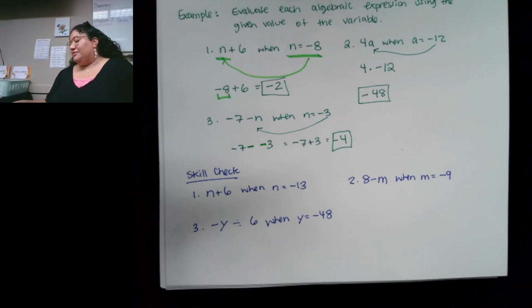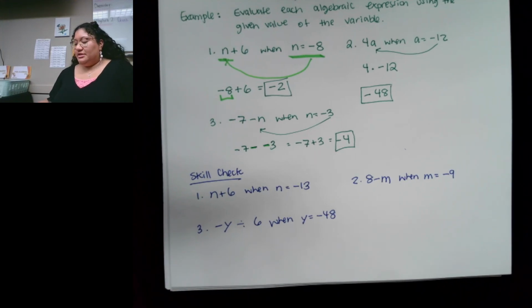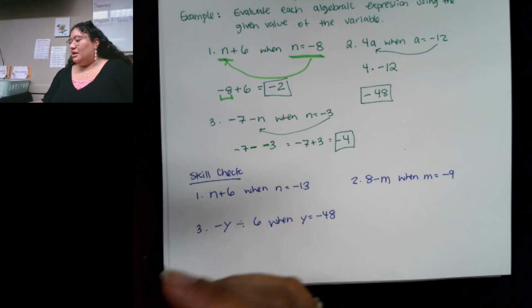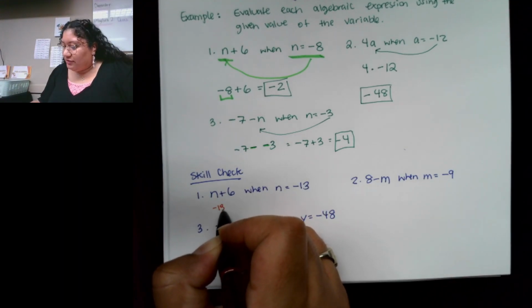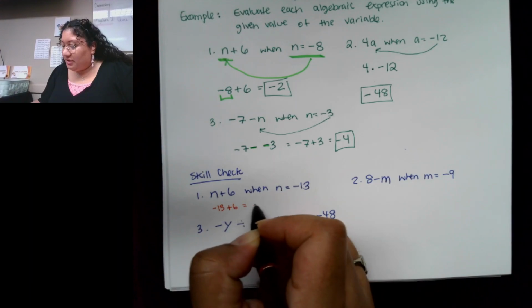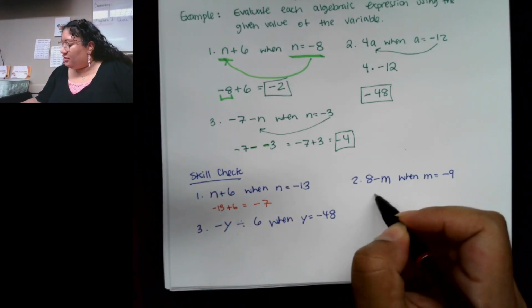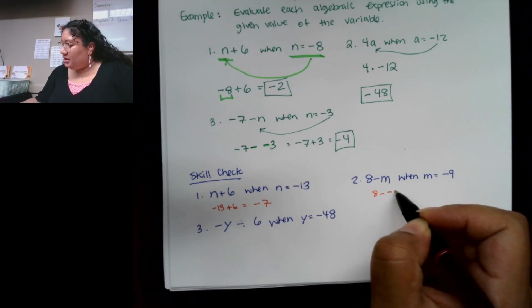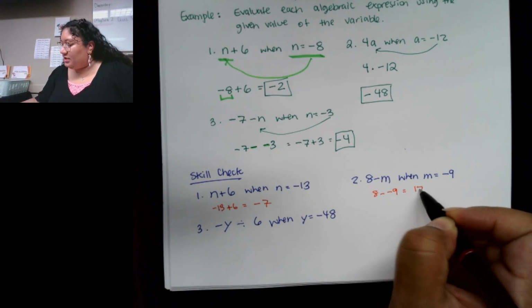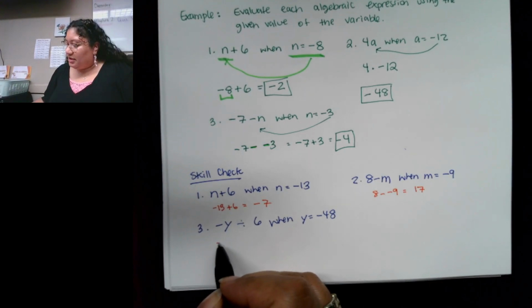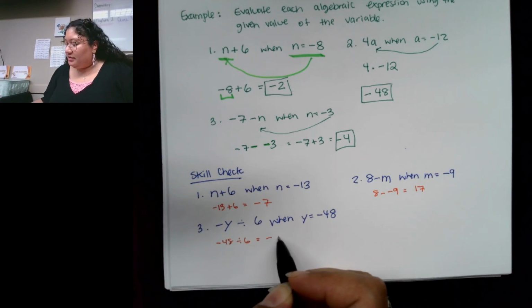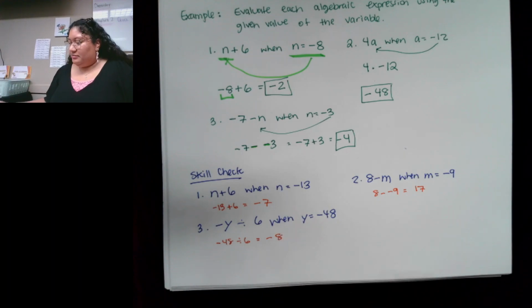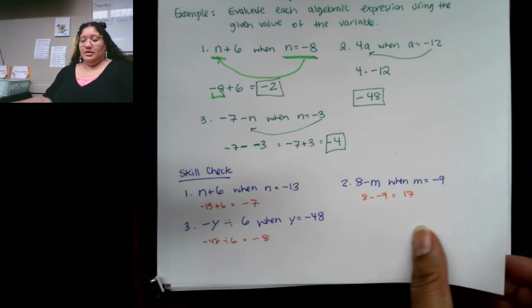Okay, now that you've had enough time to work on these, they should have been super easy, no more than 1 to 2 minutes. Let us continue. So let's plug this in. I would have done -13 plus 6, which gives me -7. Over here, 8 minus -9 gives me 17. And over here, -48 divided by 6 gives me -8. Okay.